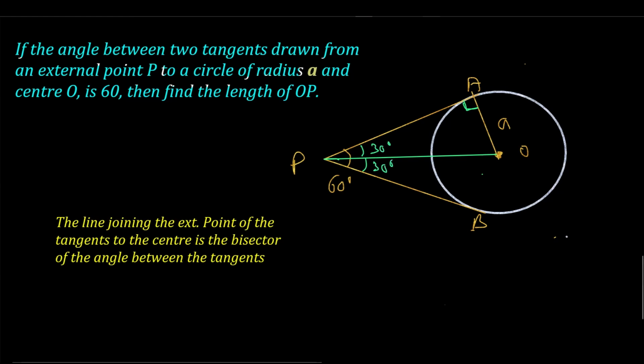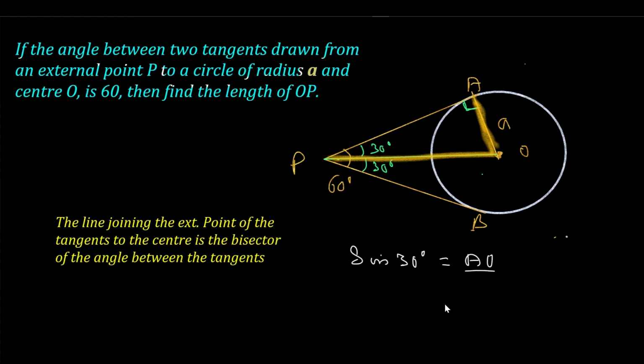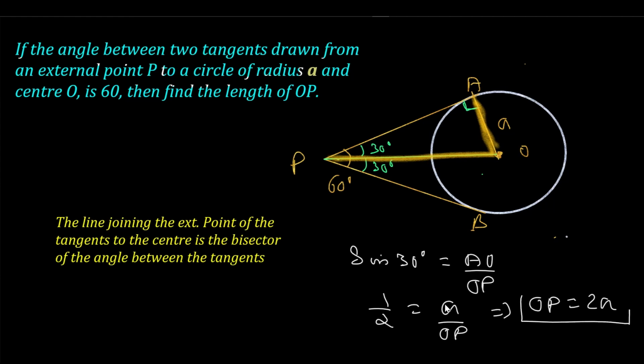Right. Now you need to consider this triangle. In this triangle, you can observe that it's a right angle triangle, and I need a relation between this side, which is the perpendicular, and this side, which is the hypotenuse. So we can apply sine. So sine 30 is what? Perpendicular, which is AO, over hypotenuse, which is OP. So sine 30 value is half, and OA length is A, and this is OP. So by cross multiplication, OP should come as 2 times A, right?